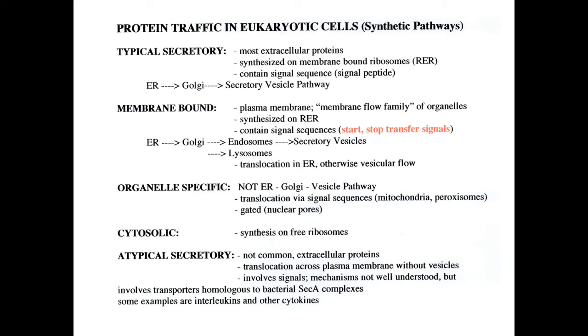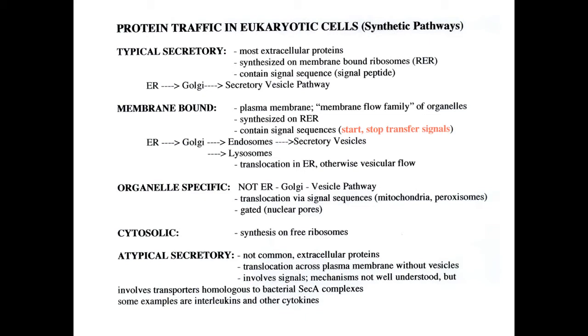We could talk about membrane-bound proteins. These could be proteins that are on the plasma membrane, and I'm going to talk about a membrane flow family of organelles here. That would be membranes like the ER, the Golgi, endosomes, secretory vesicles, the plasma membrane, lysosomes. All of these membrane compartments are in the membrane flow family of organelles. The proteins are initially synthesized on the rough ER. They contain, of course, start-stop transfer signals. The proteins go from the rough ER through the Golgi, where they'll be modified, and then can be routed by vesicular traffic to other areas in the cell.